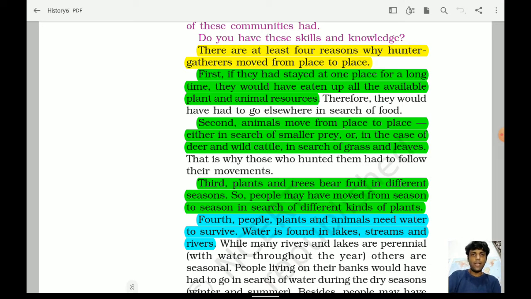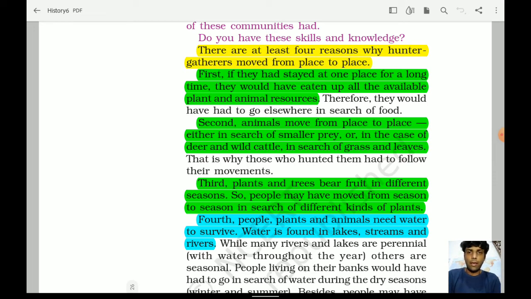First, if they had stayed at one place for a long time, they would have eaten up all the available plant and animal resources. It is very much clear that if they had stayed at one place, it is very possible that they must have consumed all the plants or animals, because in some seasons there may be excessive availability of animals or plants, but in some cases there could have been scarcity at that particular time.